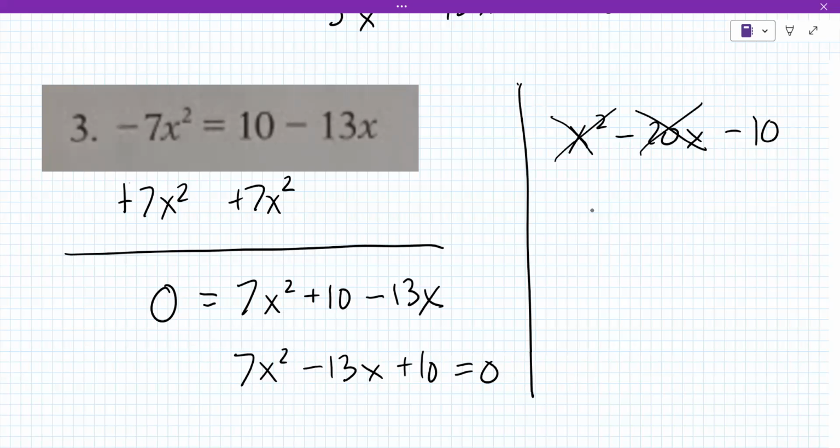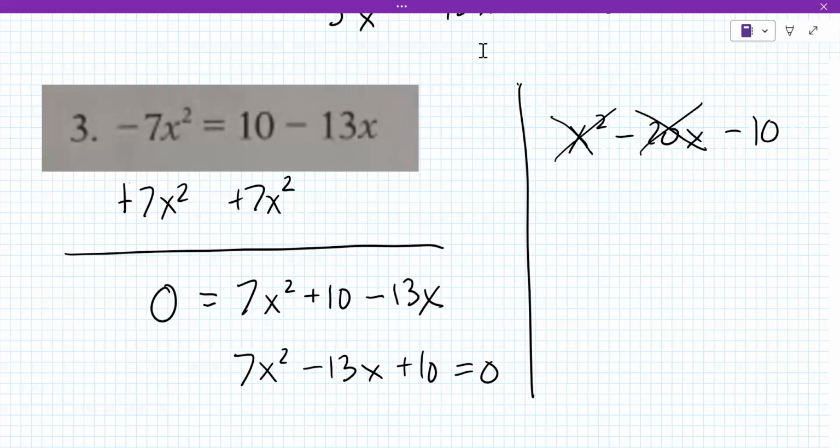Any questions on that? No, I just did subtraction instead of addition, so that was my mistake. Yeah, and it also looked like you tried to combine some things. That's okay.